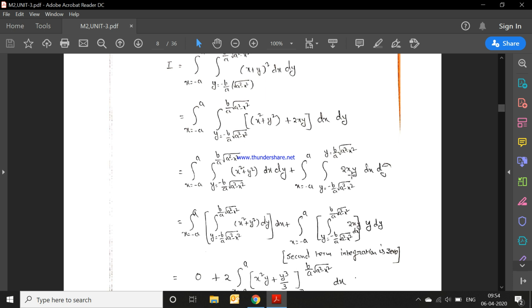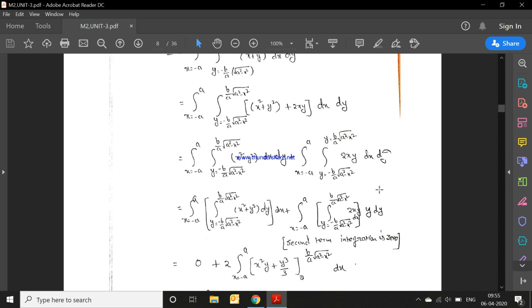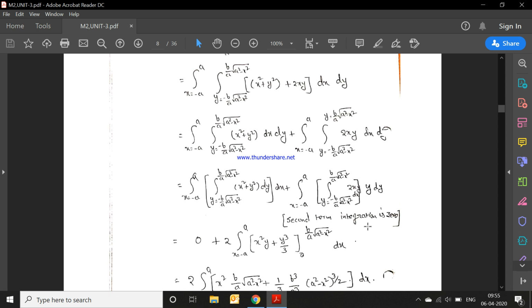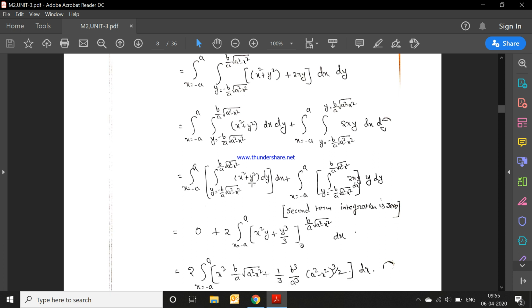But here, going to the function 2xy, if you integrate first with respect to y, 2x is considered a constant, so we can integrate y. y is an odd function, so that's why this integration becomes 0. We know that the integral from minus a to plus a of f(x) dx is equal to 0 if f(x) is odd. So by using that rule, the second term integration becomes 0. So that's why we can find the integration for only (x square plus y square) dy dx.